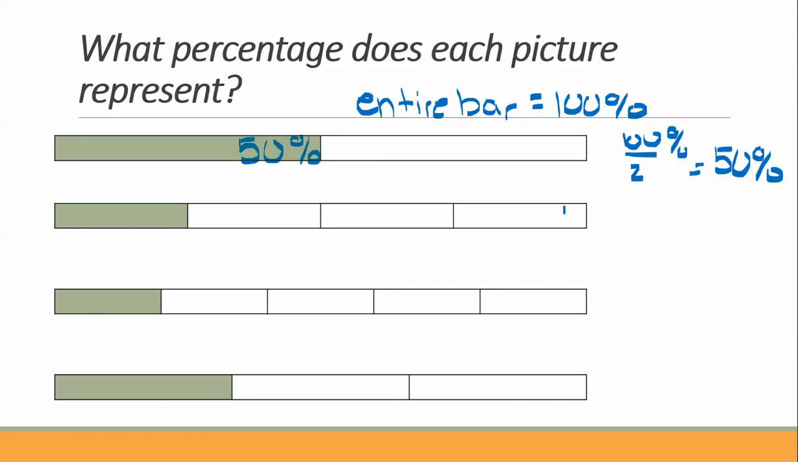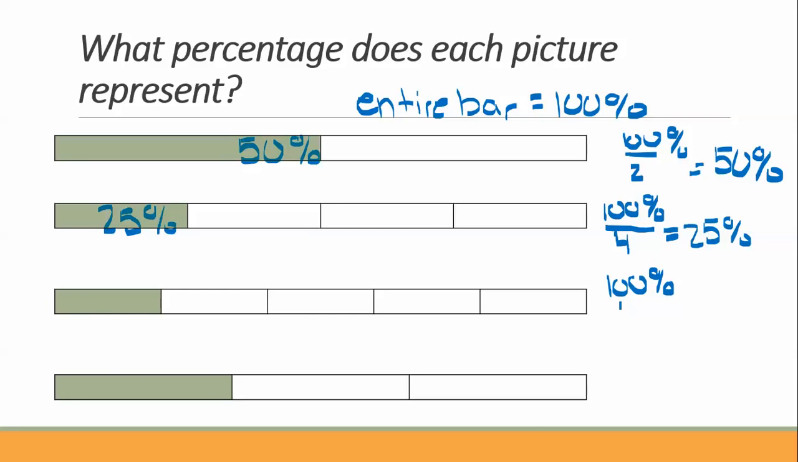This one is 100%. And we're dividing it into 4. So that's 25%. So each of these blocks is 25%. This one is 100% and we're dividing into 5. 1, 2, 3, 4, 5. So that's 100% divided into 5, that's 20%.